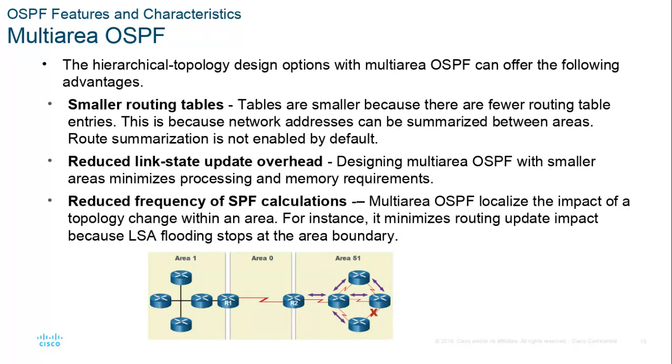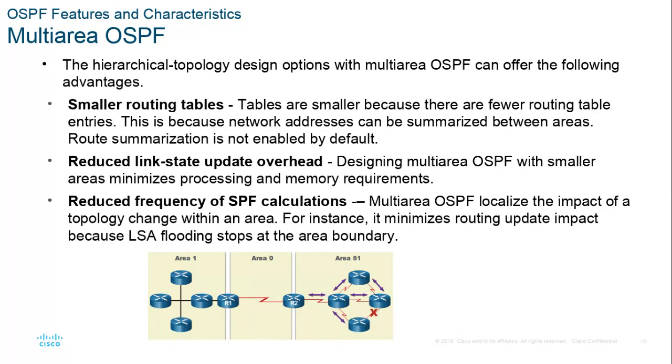Second big advantage is reduced link state update overhead. So if there's a change in area 51, that red X, that link has gone down, all those routers are going to have to recalculate using the new update. It's like each router sends out a little jigsaw puzzle piece of his corner of the network. And each router assembles the whole jigsaw puzzle and solves it. And then each router has the complete roadmap of the entire network. In this case, Area 51 is the entire single network, single area.